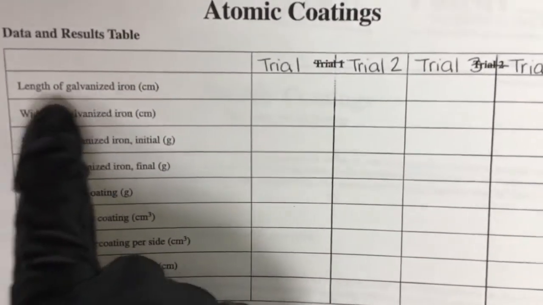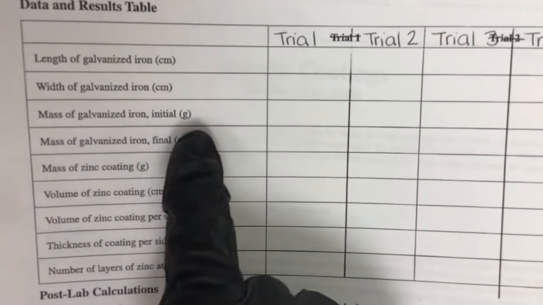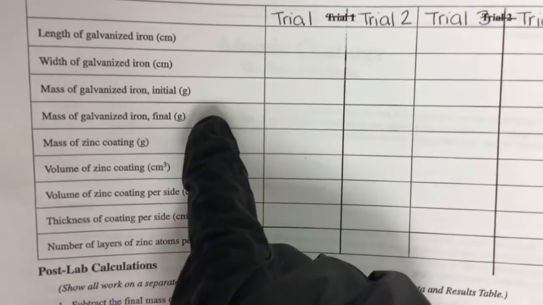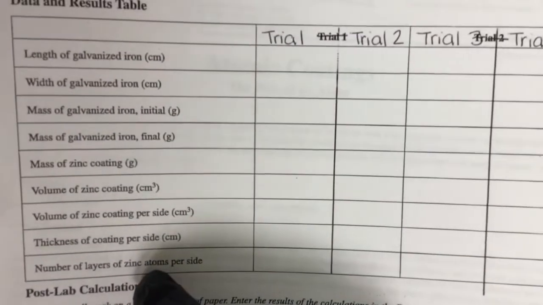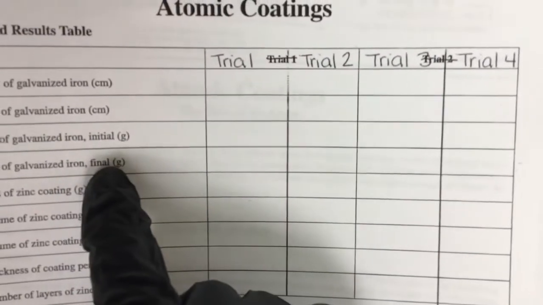We'll start by getting the length and width of our pieces. As I'm going through that, you're going to maybe have to pause the video and get those measurements. And then I'll give you the mass initial, so we'll fill those out right away. Then we're going to do the lab and rinse off our pieces once it's done reacting, and you'll get this piece of data. After that, you should be able to calculate all of the rest of this just by following the post-lab calculations section. So we're just going to get these 4 pieces of data here for all 4 trials.